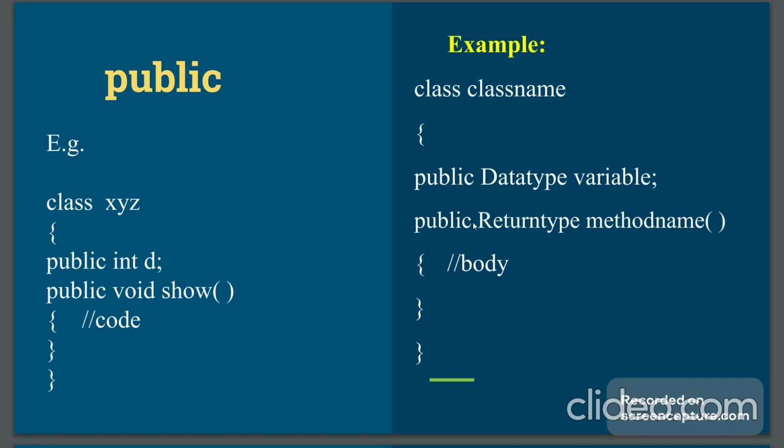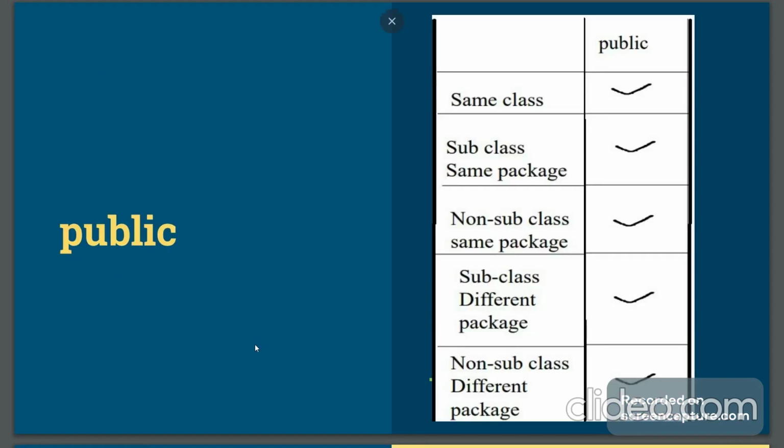So now in the xyz class we have the d variable which is public and the show method which is public. Where are these public properties accessible? They are accessible everywhere. In the same class, they are accessed by name. In its derived class, they are accessed by the name itself.